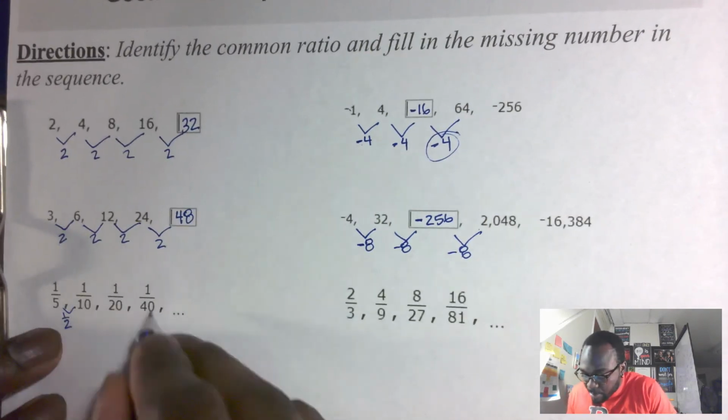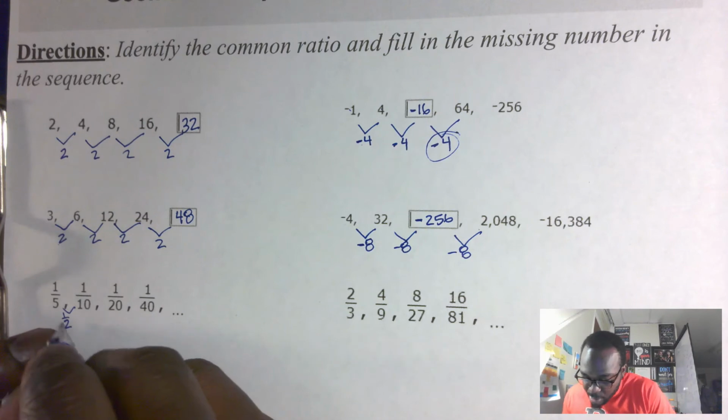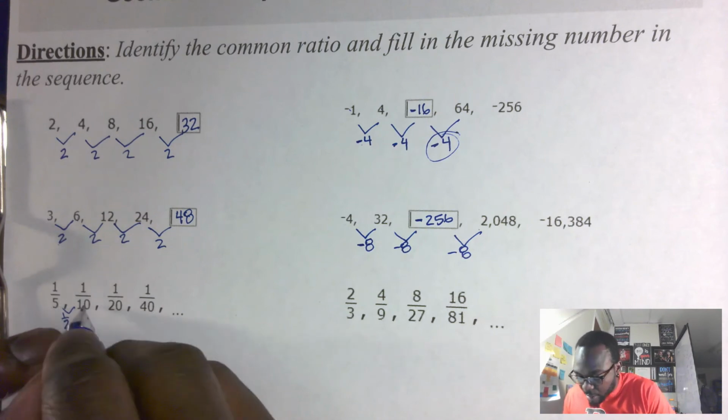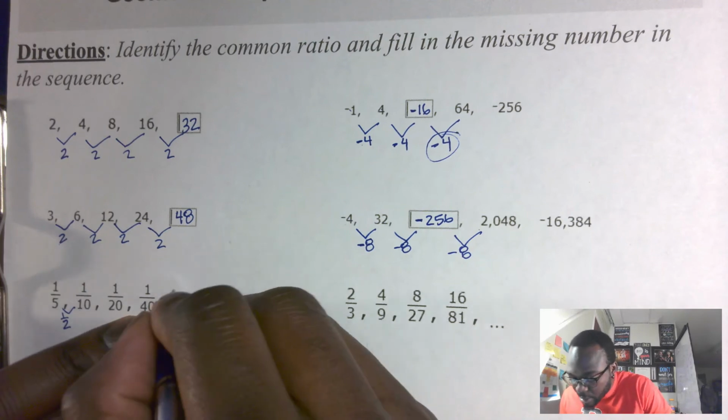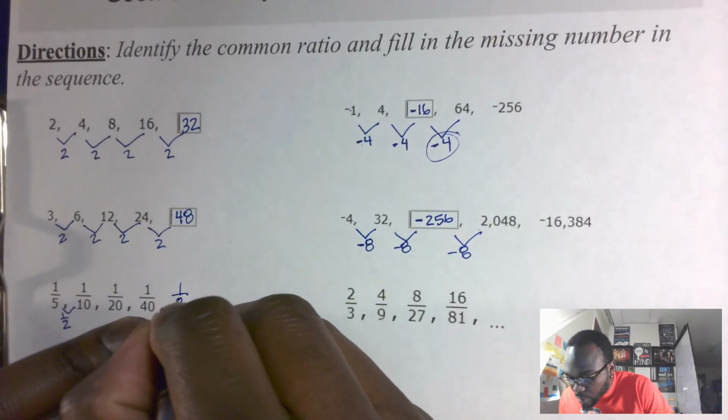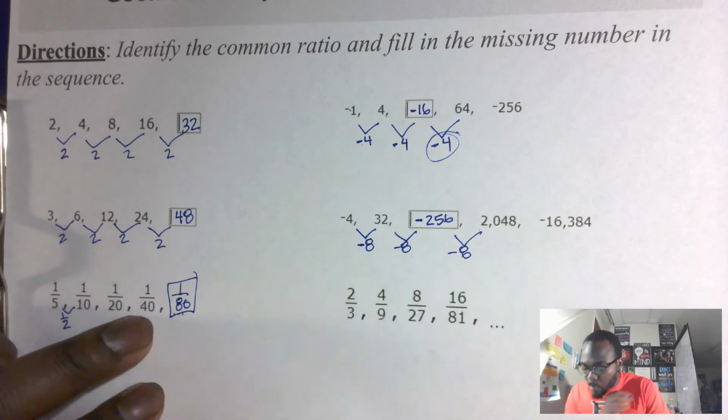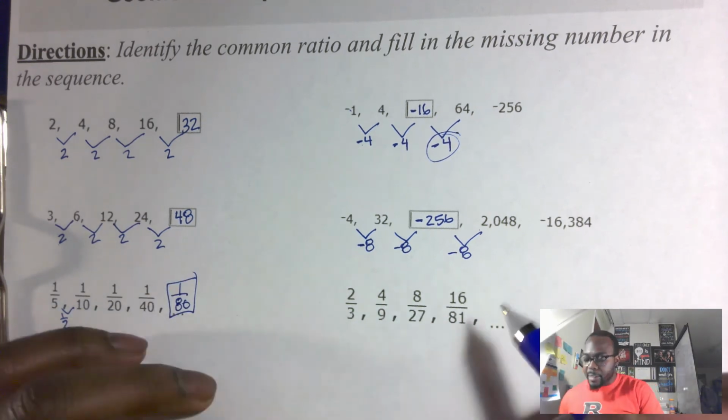But they multiply my denominator. Let's focus on the denominator since that's what's changing. So they multiply my denominator by 2. 5 times 2 is 10. 10 times 2 is 20. 20 times 2 is 40. So that means 40 times 2 is what? 1/80. Boom. All right, for the last problem.